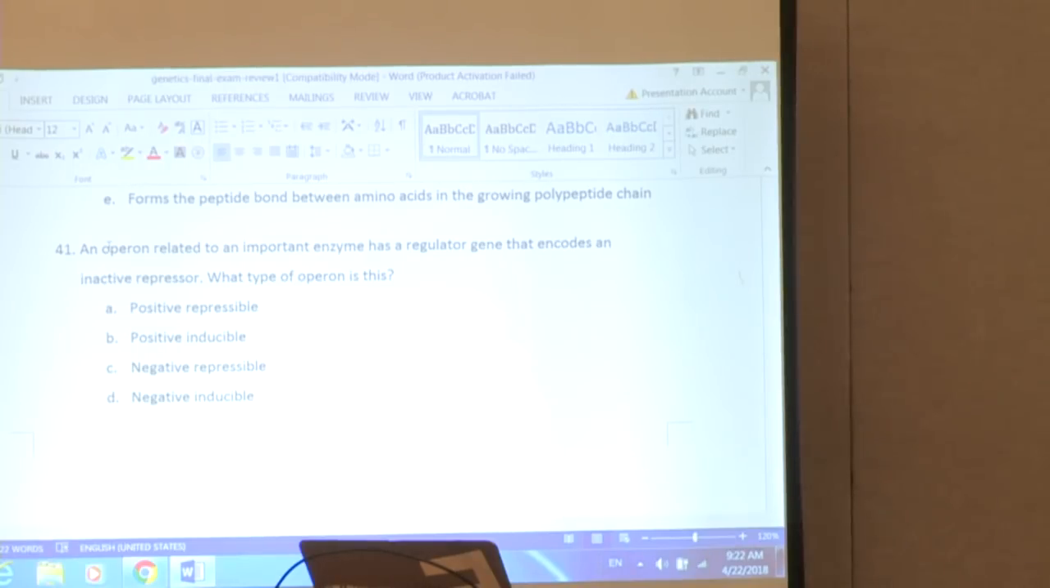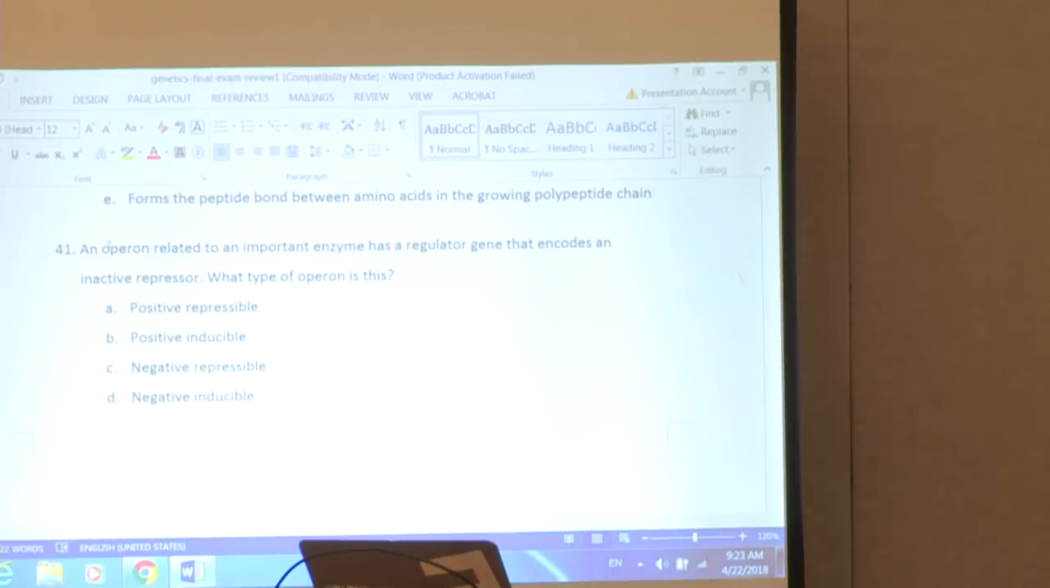Repressible? Okay, why do you say that? It's encoding for a repressor, meaning it's able to repress, meaning that it's in the opposition. Okay, yeah, really good. Thank you for that. So we see that since it's coding for a repressor, it would be negative, right? So now the repressible or the inducible part just has to do with whether it's off or on, and are we turning it off or on, right?